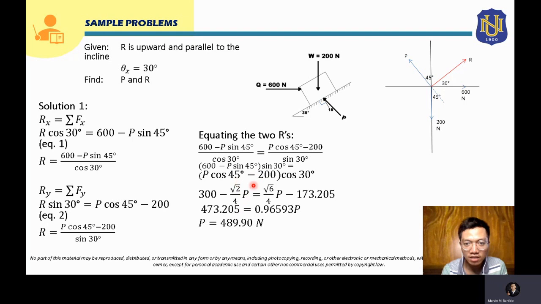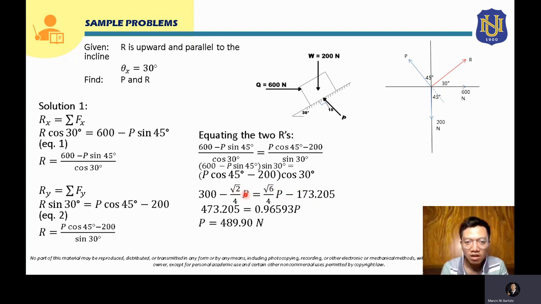Now for the other side, it will be p cosine 45 degrees times cosine 30 degrees. So that will be cosine 45 times cosine 30. That will be square root of 6 over 4 p. Okay, so that's it. Now for negative 200 times cosine 30, that will be negative 173.205. So this will be the answer for that. Now, let's combine like terms.